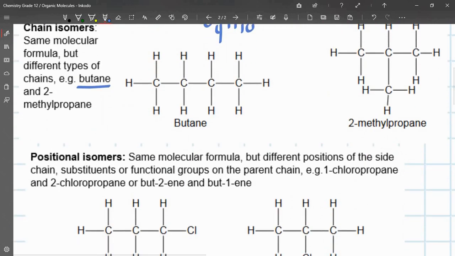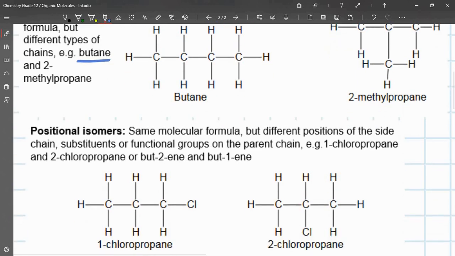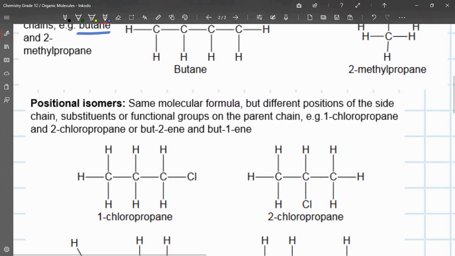Positional isomer. They have the same molecular formula as in all isomers, but different positions of the side chain, substituents, or functional groups on the parent chain. So examples are 1-chloropropane and 2-chloropropane, or 1-butene and 2-butene, right? As you can tell, same molecular formula, but they're in a different position. So that's why it's called a positional isomer, different position. The Cl here is in the middle at 2, and the Cl in this case is at the end.